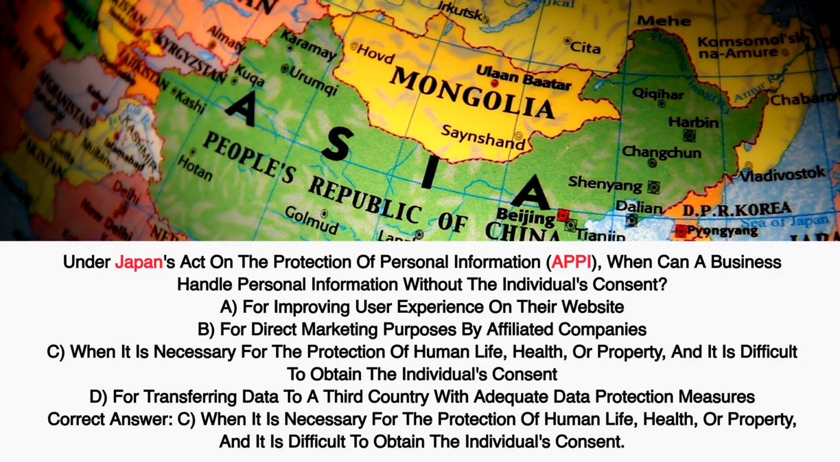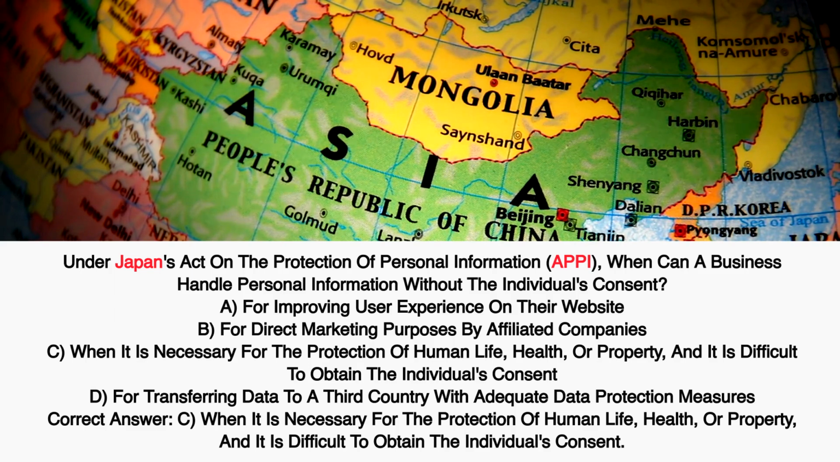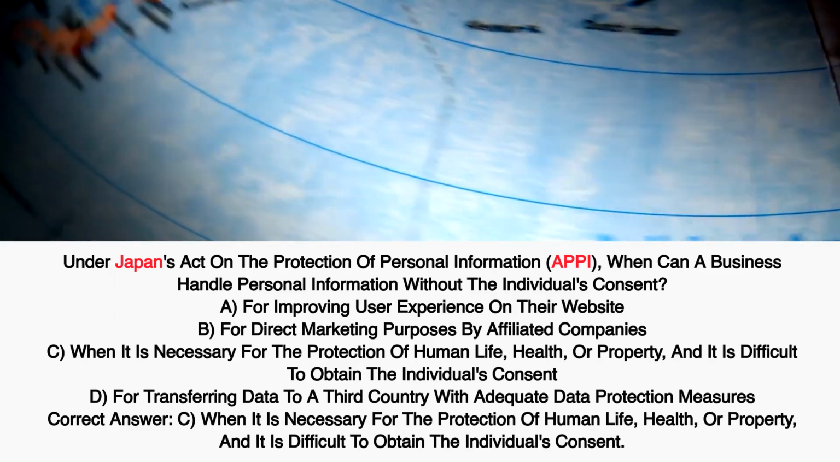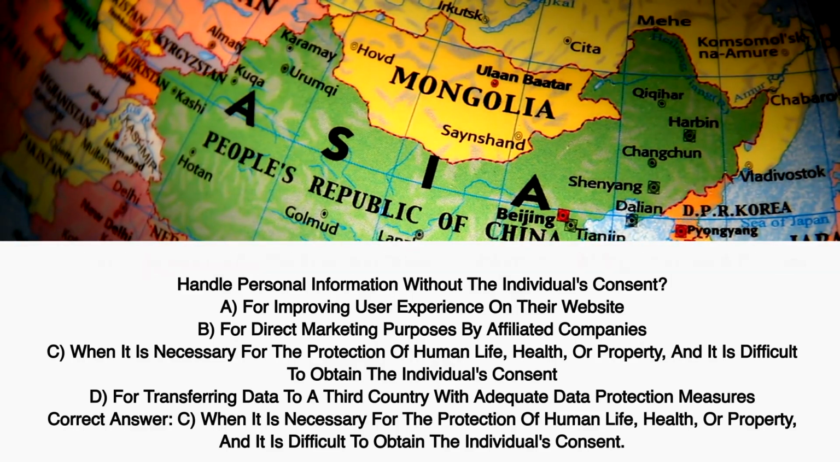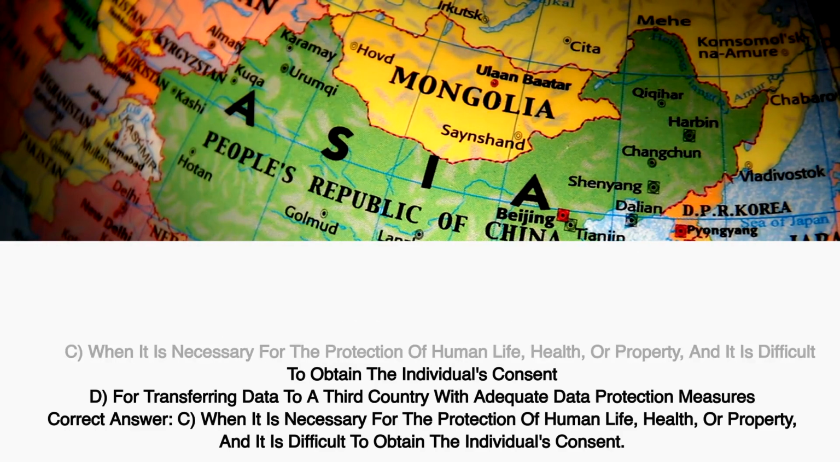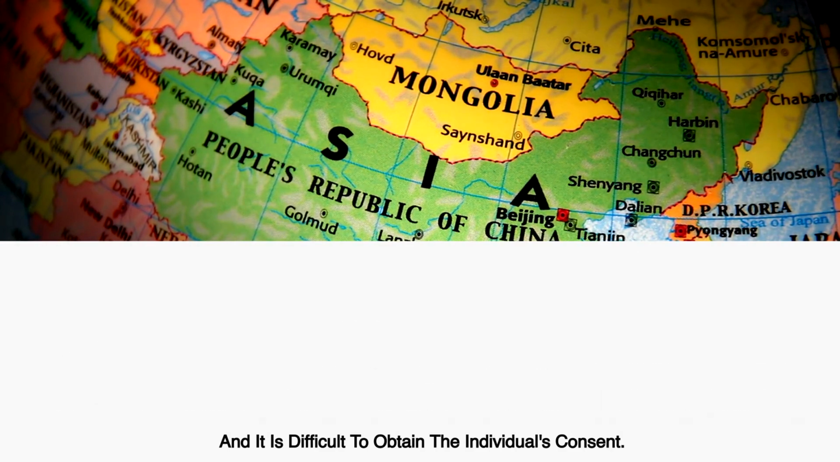without the individual's consent? A. For improving user experience on their website. B. For direct marketing purposes by affiliated companies. C. When it is necessary for the protection of human life, health, or property, and it is difficult to obtain the individual's consent. D. For transferring data to a third country with adequate data protection measures. Correct answer. C. When it is necessary for the protection of human life, health, or property, and it is difficult to obtain the individual's consent.